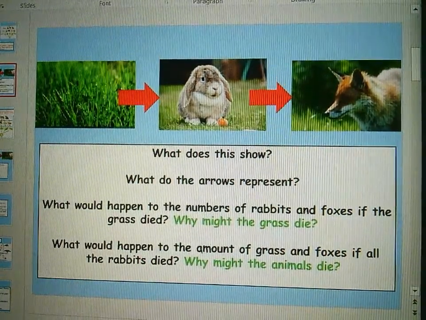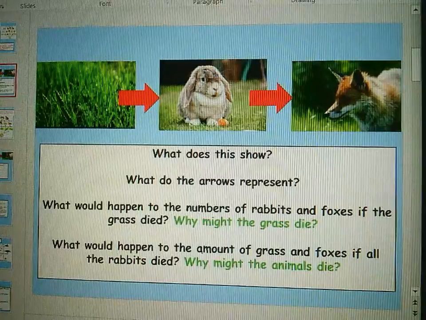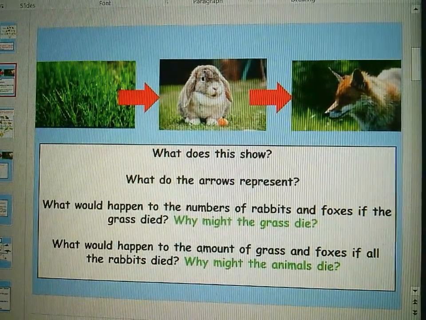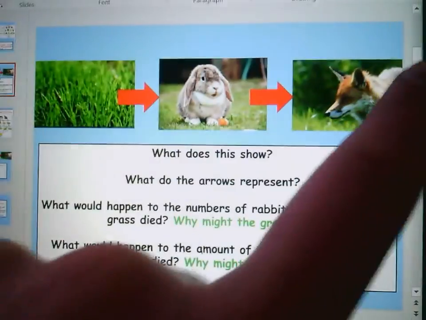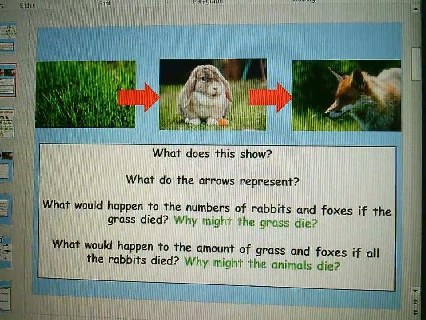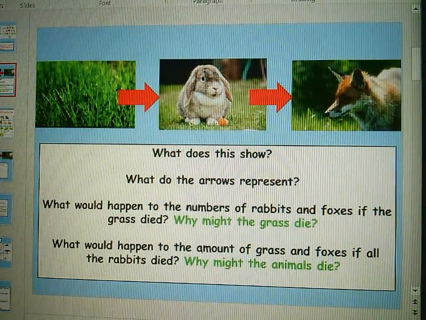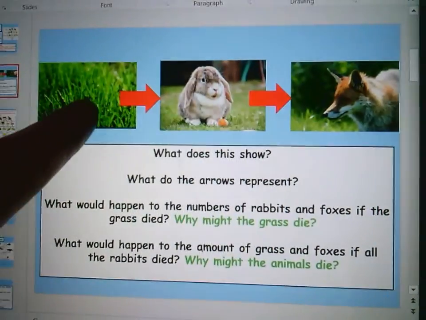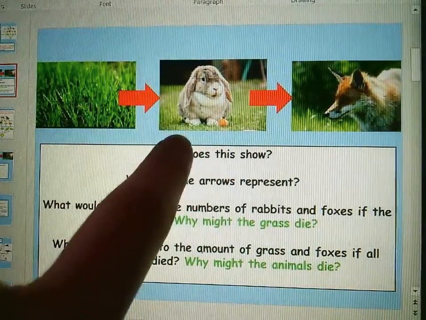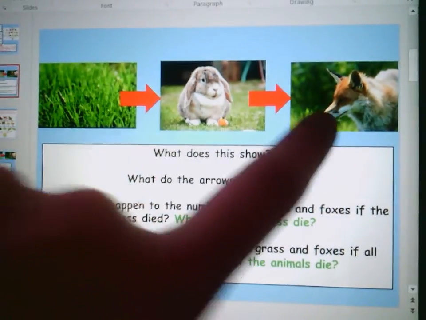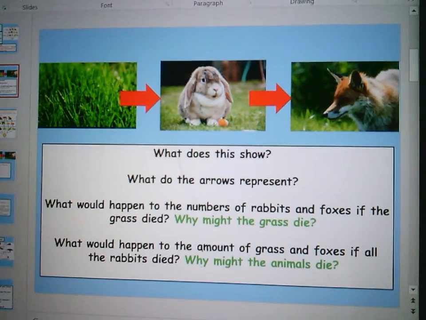Hello everyone, so I just wanted to talk a little bit about food chains and food webs, which is something I asked you to start last lesson. So here is a very simple food chain: grass, rabbit, fox. The arrow basically means energy transfer. So the rabbit eats the grass, so the energy is transferred from the grass into the rabbit. The fox eats the rabbit, so the energy is transferred from the rabbit into the fox. So the arrow represents the direction of energy transfer.